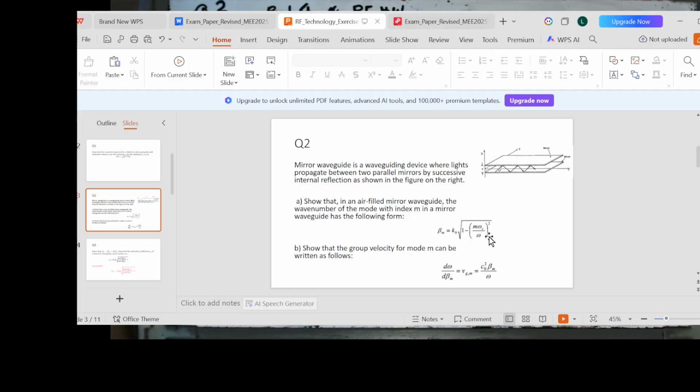Here, I have to emphasize that I think this formula is wrong. There shouldn't be m inside. Part B of the question shows that the group velocity of the mode m can be written as follows. So it's not difficult. The group velocity is d omega d beta. So now we are ready.